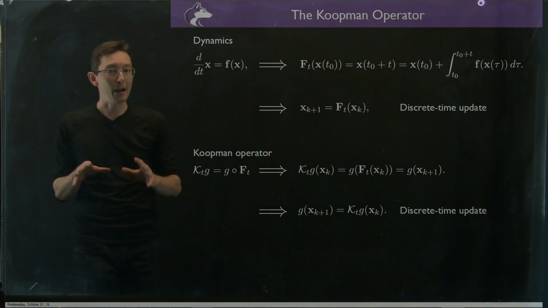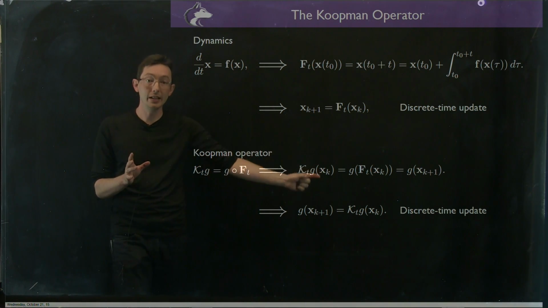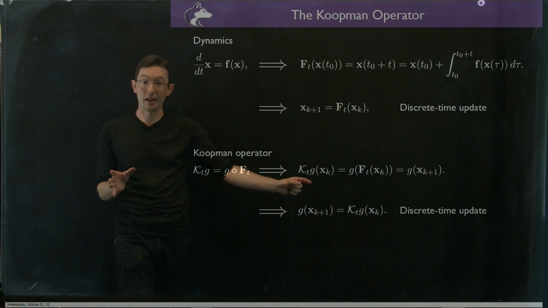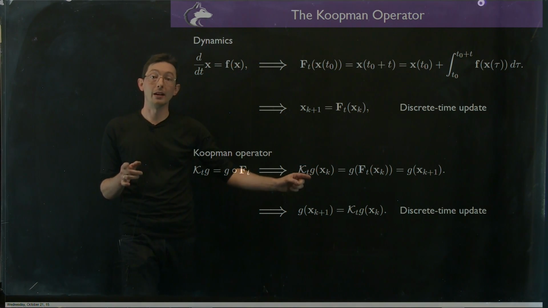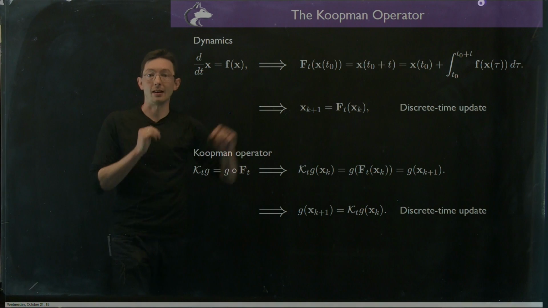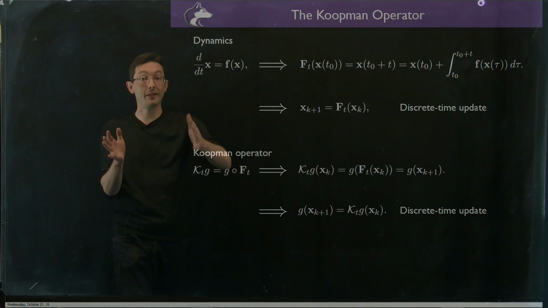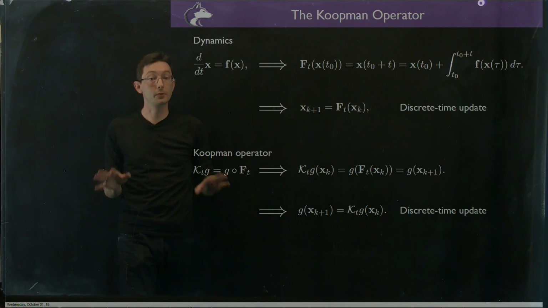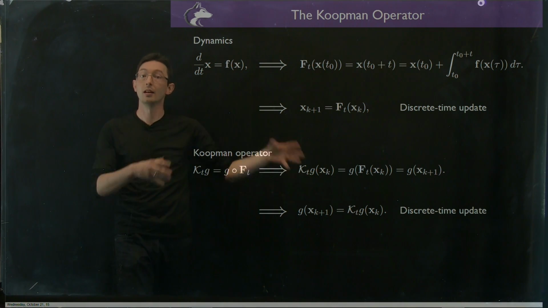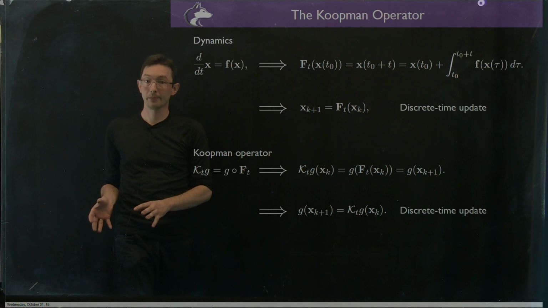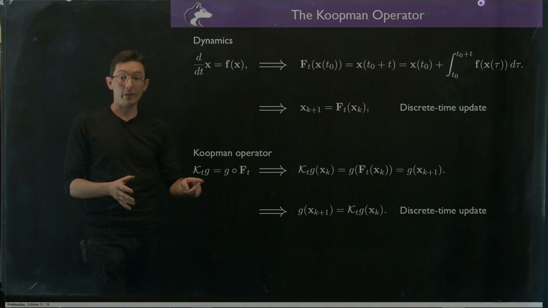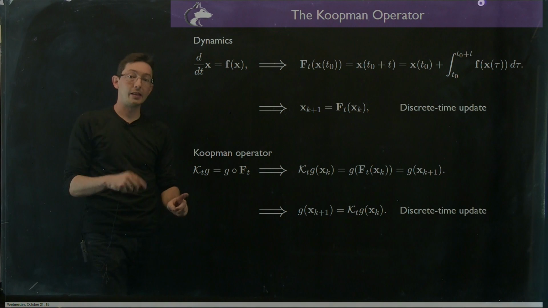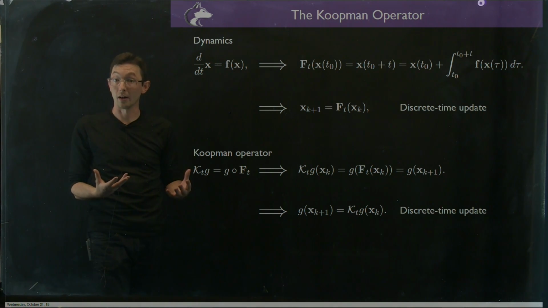So this is very powerful. This says that I have a linear infinite dimensional operator K so that it tells me what my measurement will be at the next time. So it's a linear way of advancing my observable functions forward in time, which is really cool. So it's a discrete time update on my observable functions. But again, these observable functions live in an infinite dimensional Hilbert space, and so K might actually be quite complicated.